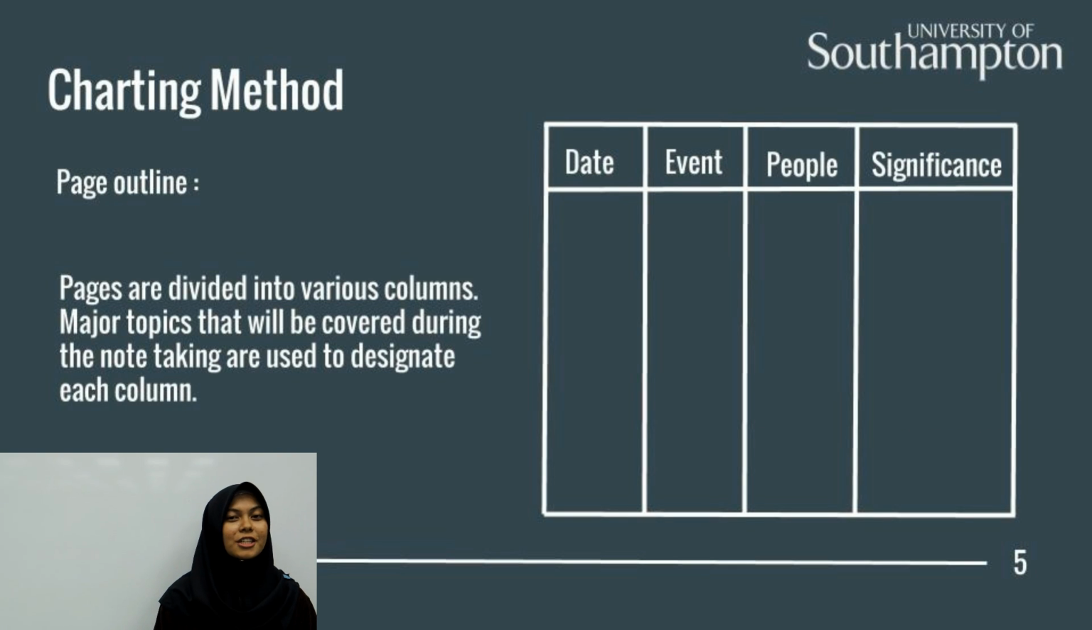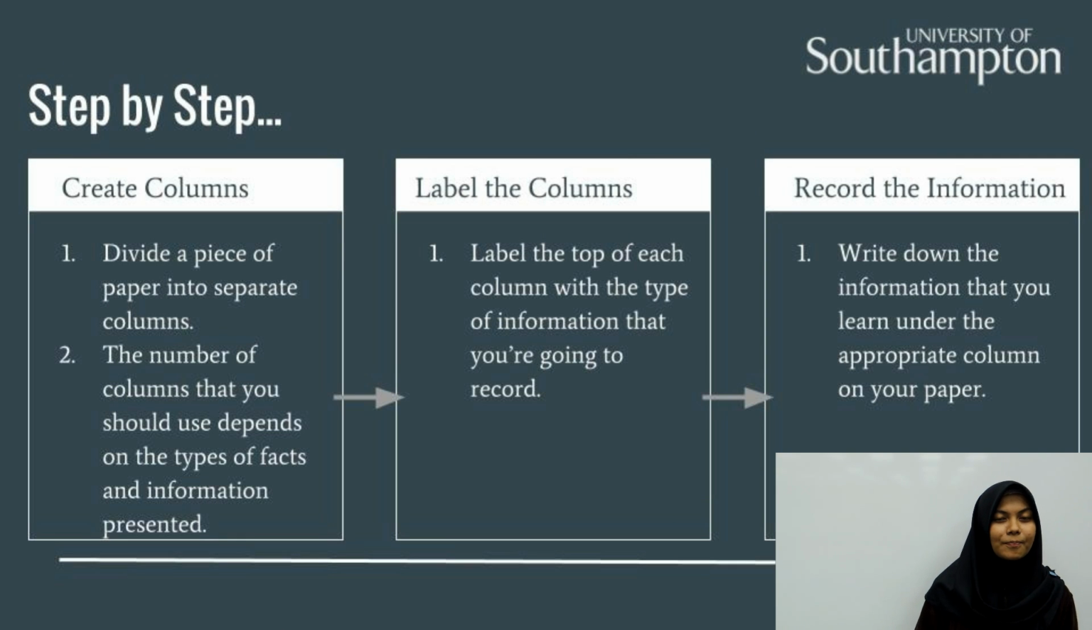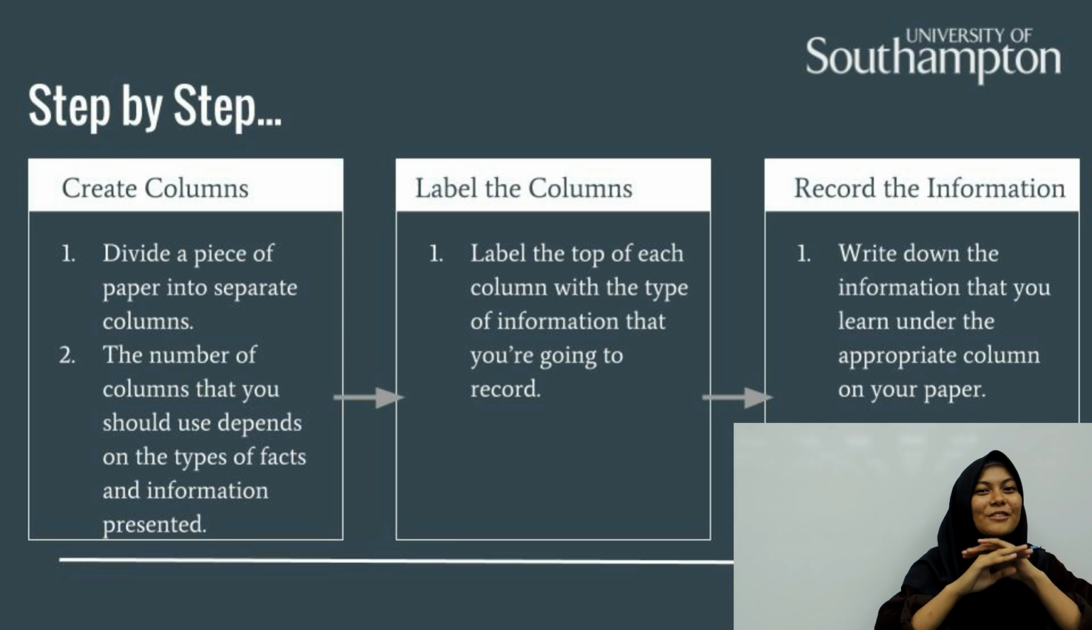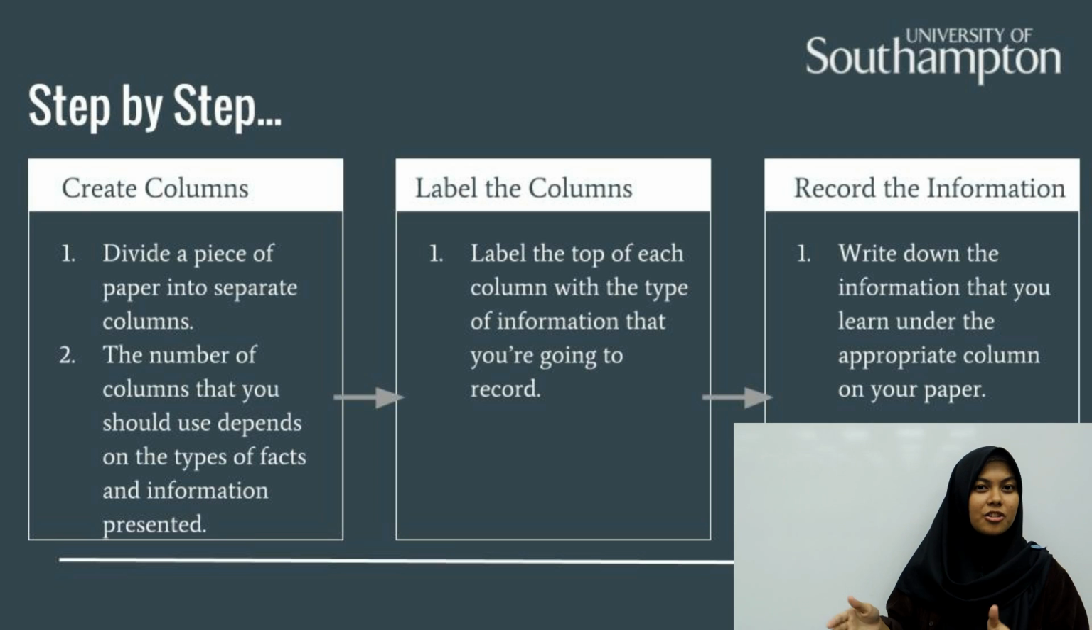The outlining for the charting method is very simple. You just need a paper and divide it into columns. But let me explain step by step how to make this charting method. First, set up your paper and divide it into several columns. The number of columns is up to you, because it depends on how many keywords and important parts you want to put in the first row of each column. Second, you need to label. Last, you just need to record all the information in each column under each of the main points.